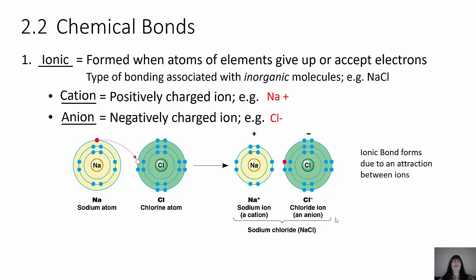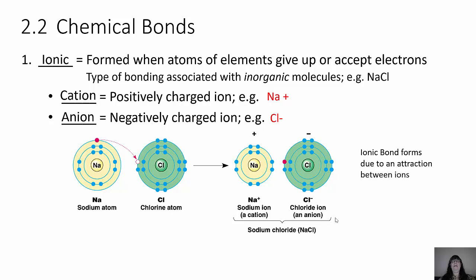If you look at the picture, you've got the sodium atom and the chlorine atom. The sodium atom has 1 electron in its outermost shell. The chlorine atom has 7 electrons in its outermost shell. So it makes the most sense for sodium to donate that extra electron to chlorine, because then sodium will have a full outermost shell and so will chlorine. So sodium donates that electron to chlorine and we get the sodium ion and the chloride ion.